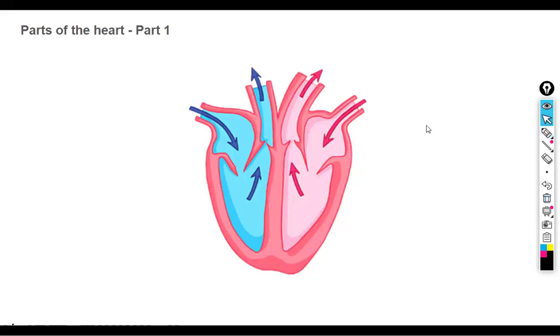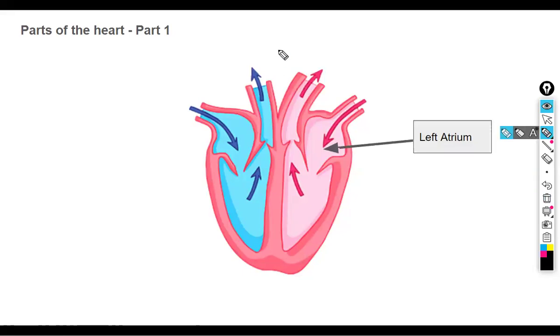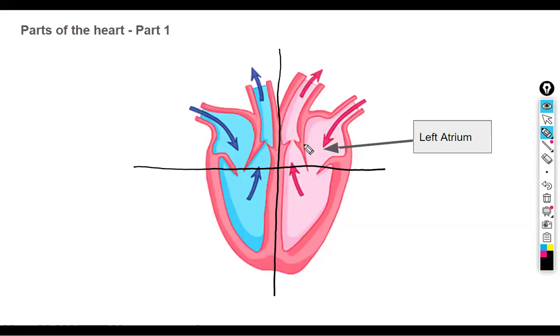So let's get some labeling going on here. You will notice that your heart is divided into 4 sections. You can draw a line down the middle. So you have a left-hand side and a right-hand side. Also, I could draw a line like this. You'll notice it has a top section and an underneath section.